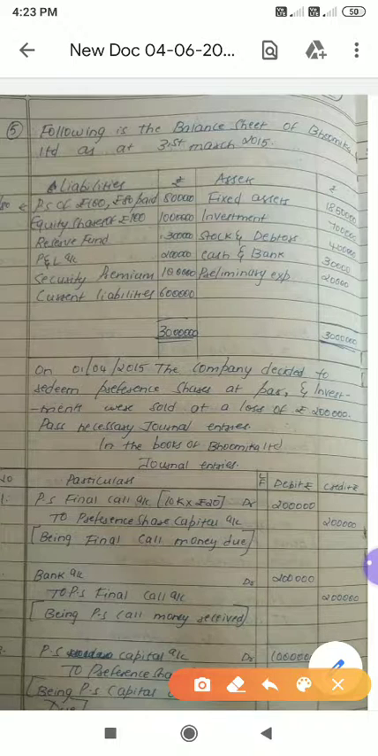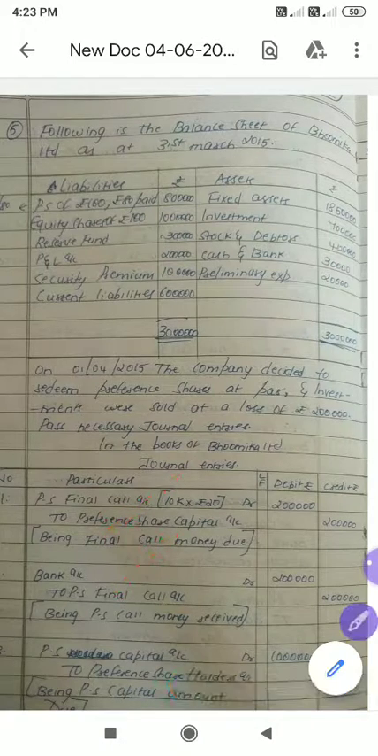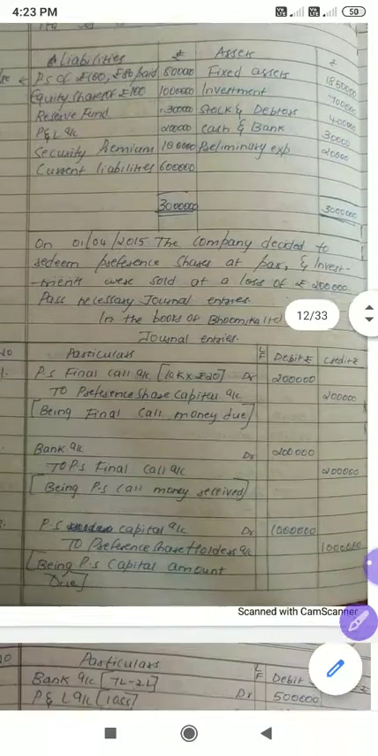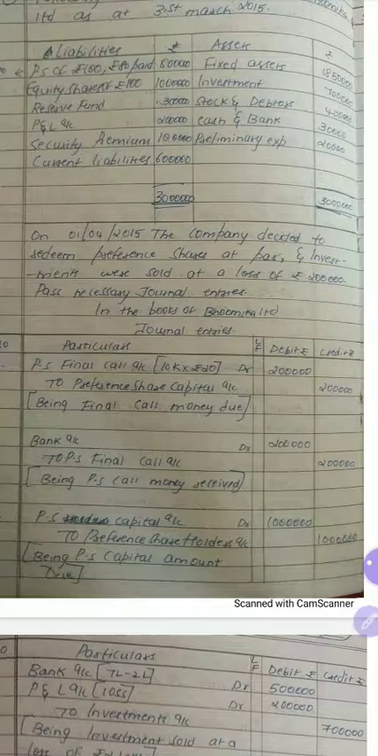The next one, the same amount will be received by the company. So what should be the journal entry? Bank account debit 2 lakh to preference share final call account 2 lakh. So whenever you have partly paid shares, please keep it in mind, you have to pass two journal entries. If the shares are fully paid, then you don't have to pass this journal entry.